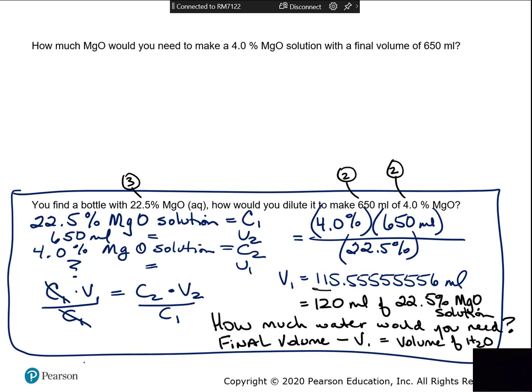Should they go on the calculator in these parentheses? You don't have to do them in parentheses. I put them in parentheses so you can see what they are. So if you just take 4 times 650 divided by 22.5.